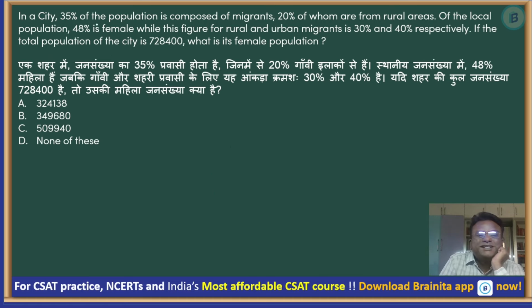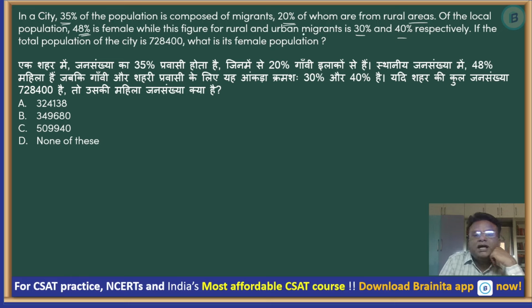In a city, 35% of the population is composed of migrants. 35% are migrants, 20% of whom are from rural areas. Of the local population, 48% is female, while the figure for rural and urban migrants is 30 and 40% respectively.